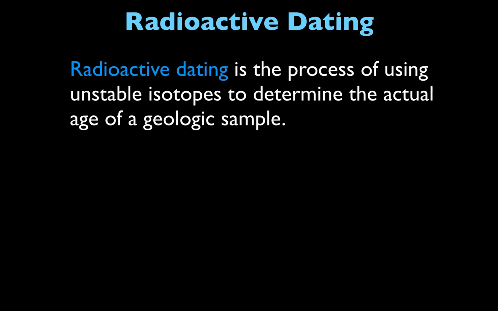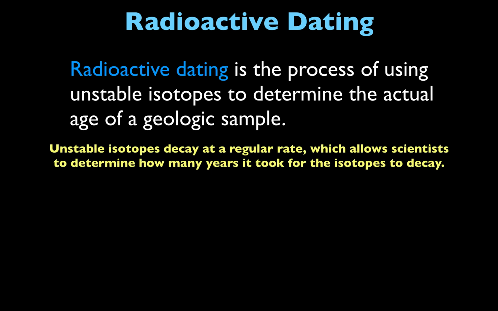Now, the process of radioactive dating is using this idea of unstable isotopes to try and figure out the actual age of a sample. What we need to understand is these isotopes that are unstable, they decay at a regular rate. That essentially means it breaks down the same amount, always in the same amount of time. It's very predictable. And this allows scientists to figure out how many years it took for that isotope to decay, and they can therefore determine the age of that sample that they find.